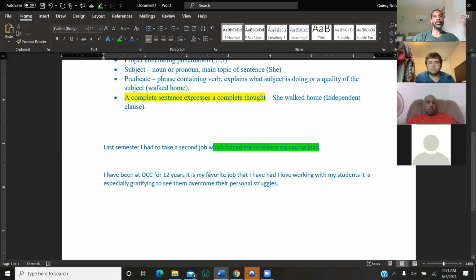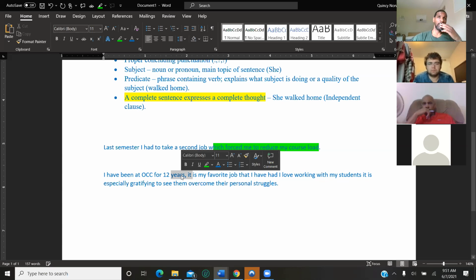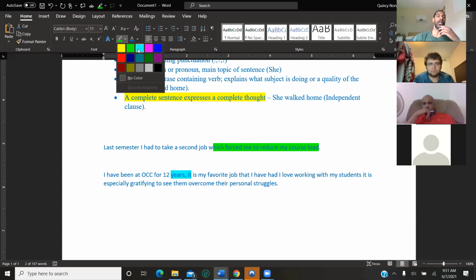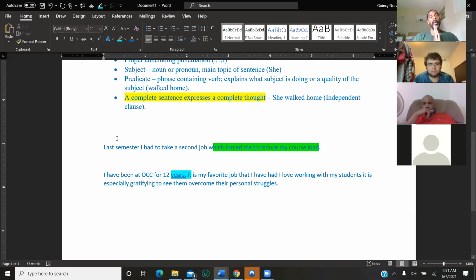Now, if we just insert a comma here, willy-nilly, that will give you a comma splice. A comma splice is something that we want to avoid. Inserting a comma between two complete sentences is a comma splice. No bueno. No good.